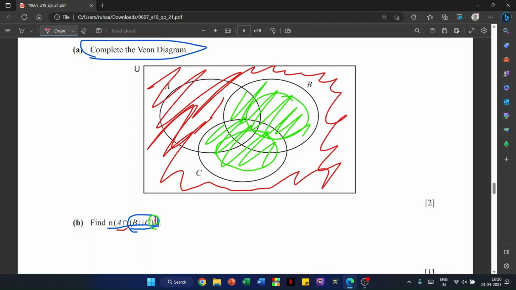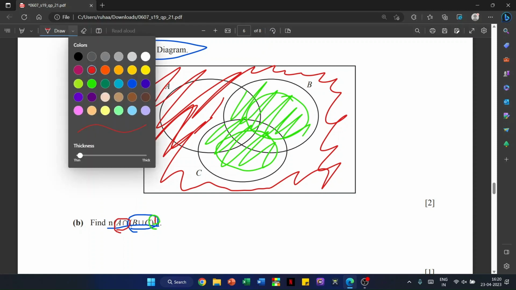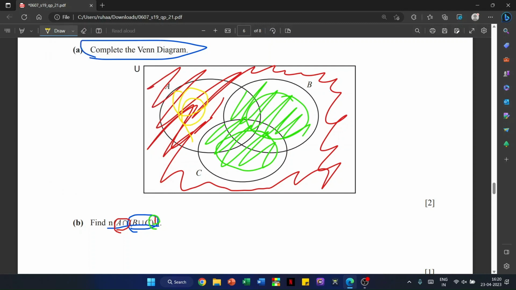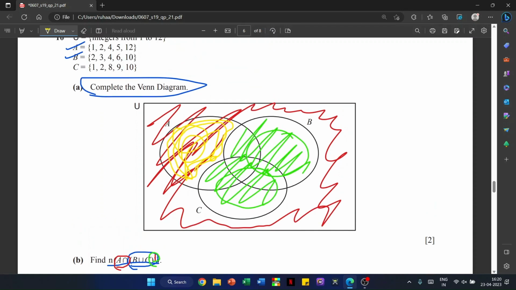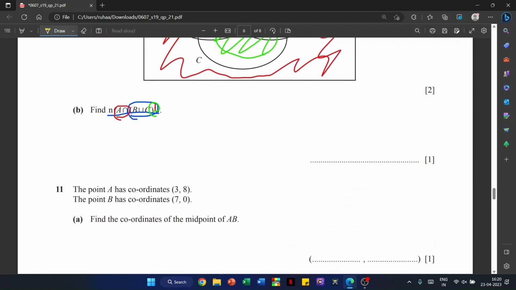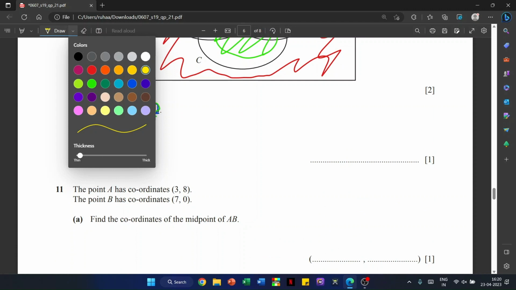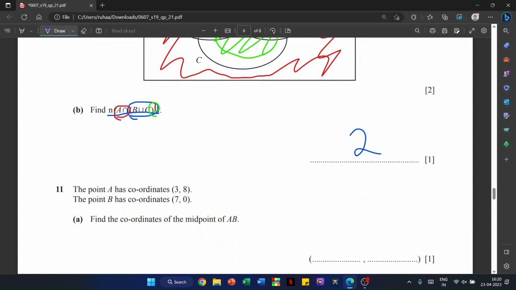Now, what is it saying? A intersection all of this. So A intersection all of that means this part over here. A and its intersection with the remaining part, which is the red part, is going to be this. And we already know that there are only 2 of them, the 2 of them being 5 and 12. So the number of elements there is 2. So let's go back to blue. This is going to be 2.